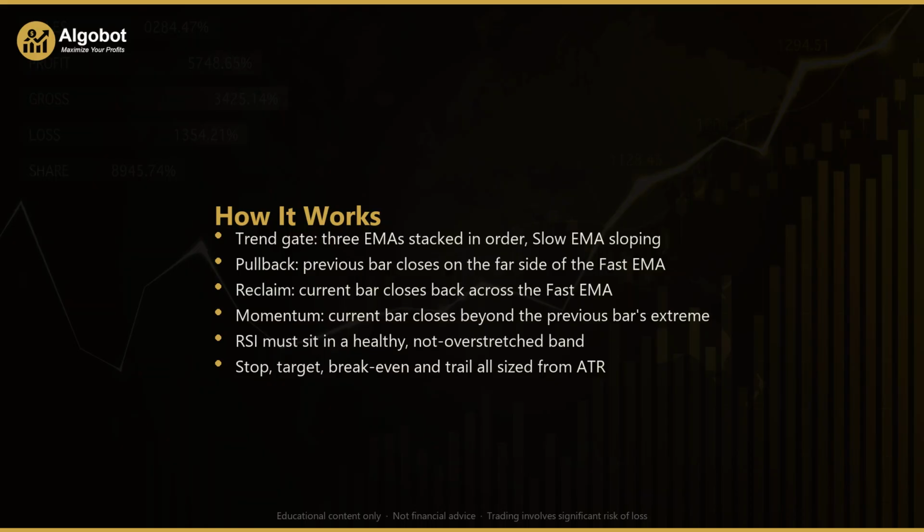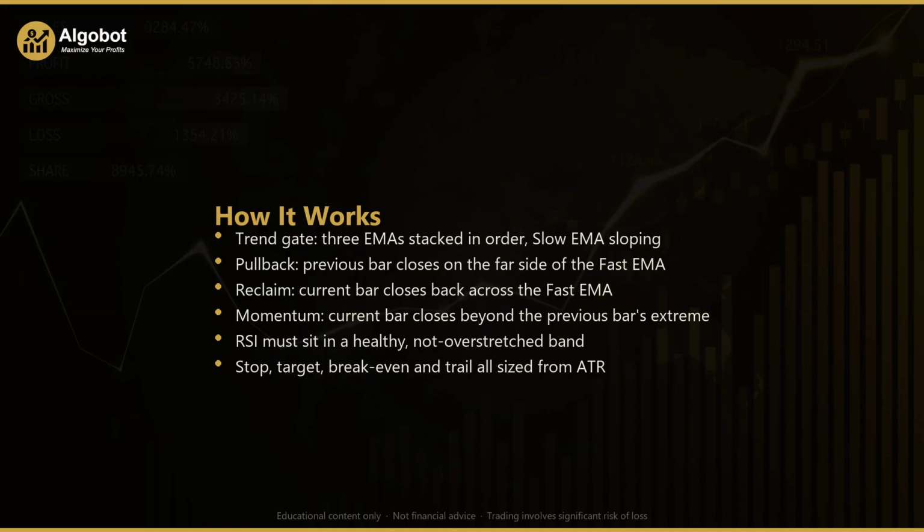The final filter is the Relative Strength Index. For a long, the reading must be at or above the floor, which defaults to 45 and no higher than 78. That keeps entries in healthy momentum while skipping moves that are already overstretched. The short side uses the mirror band, at or below 55 and no lower than 22. When a long condition is met, the expert advisor signals a buy. When the mirror condition is met, it signals a sell. Only one position is ever open at a time, so there is no stacking of trades.